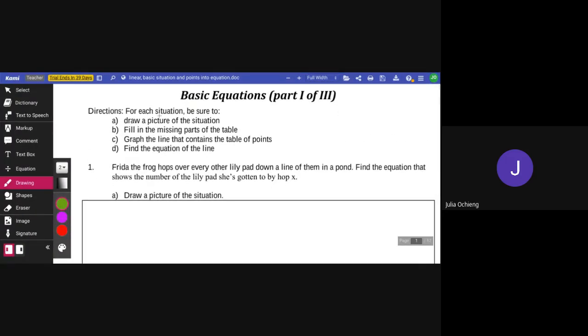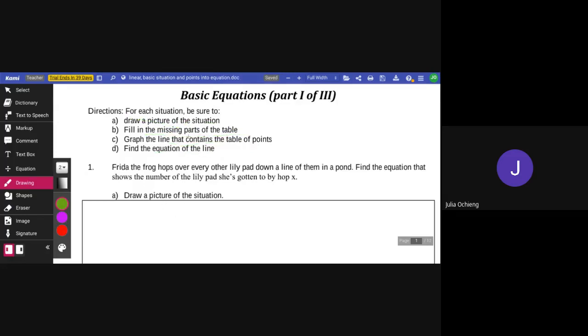So for number one, first of all, the directions. For every single one of these problems, we are going to draw a picture of the situation. We are then also going to fill in the missing parts of the table of points. We're going to graph the line that contains those table of points, and then we're going to find the equation of the line. So that's going to hopefully connect the situation, which is A, with the table of points, which is B, the graph, which is C, and the equation of the line, which is D. So we're trying to make a connection between all four of those things so that we can analyze.